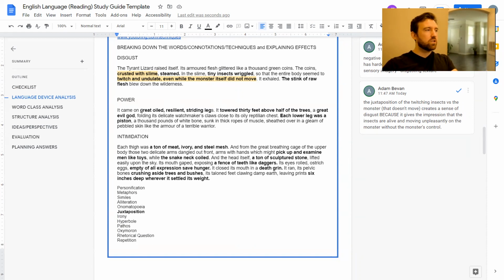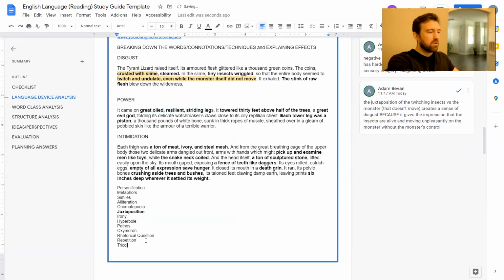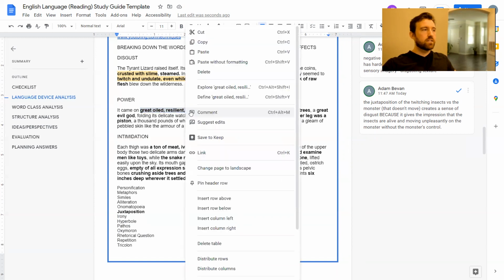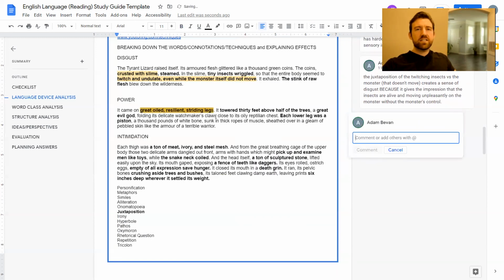So let's look at the great oiled, resilient, striding legs. Here we can also technically talk about structure a little bit. You've got the list of great oiled, resilient, striding legs. But for me, this one is going to be looking at the connotations, and this is also called a tricolon. I'm just going to add that to my list, tricolon, because we've got three descriptors in a row: oiled, resilient, striding. Now, why does that add power though?